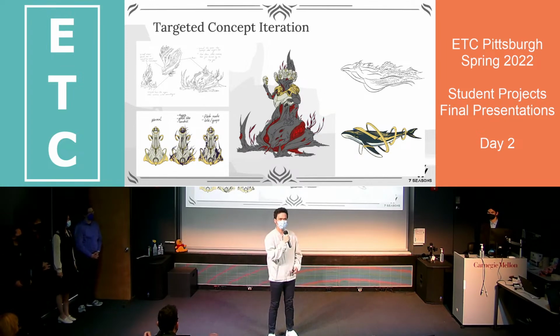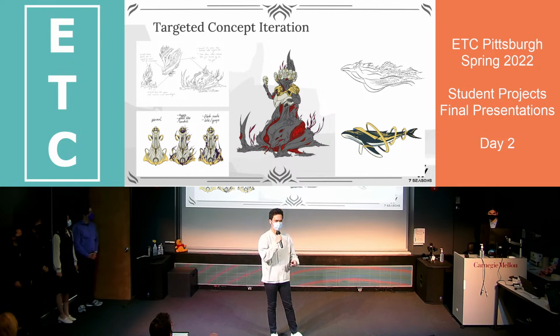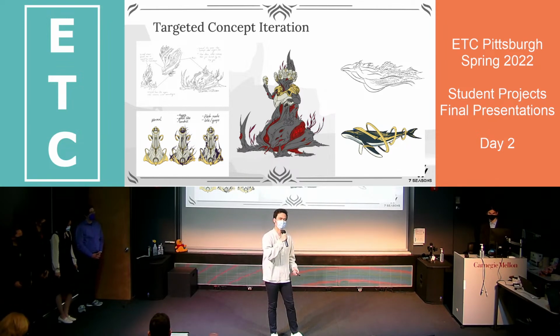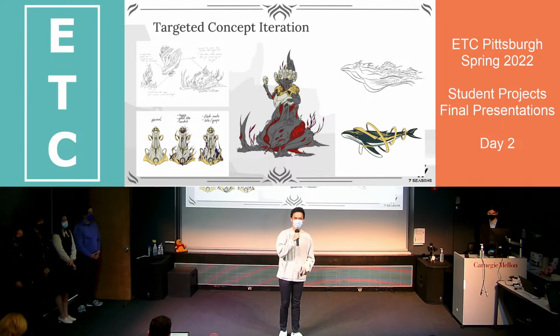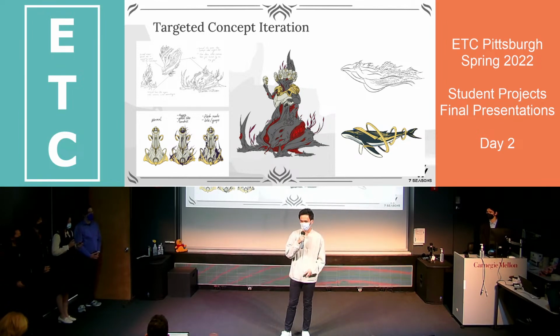So for the targeted concept iteration, we want to narrow down the range of our concept and touch on the things that we haven't touched on before, which include the corruption within the organs and also the exterior look of the whale. We do this to visualize the design and also to satisfy the reference for future 3D modeling and rendering. Next, I will give it to Ivan to talk about environment.